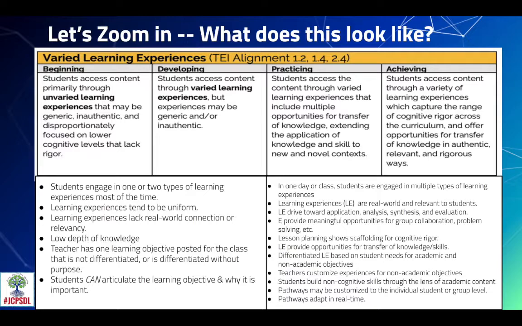So we have look-fors on the left under the beginning and developing areas. These are some things that might be happening in your classroom or in your planning practices that would indicate that this is where you are on the continuum. And then on the right, beneath the practicing and achieving parts of the rubric, are some look-fors as well. Again, you might see these in your classroom or in your planning practices. So once we identify, using the look-fors and using what you know about your team and your children and your classrooms, where we are, we're going to work and plan to push ourselves to the next level.